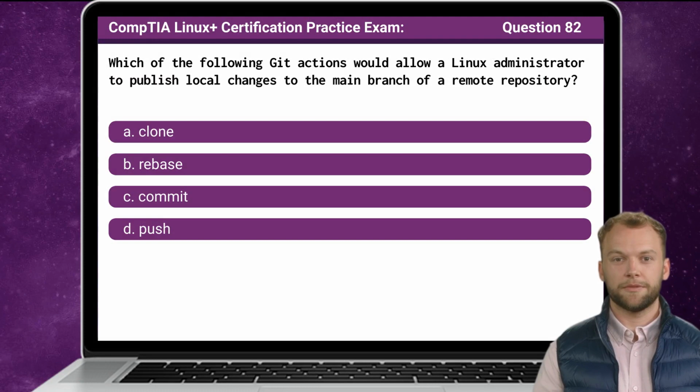Question 82. Which of the following Git actions would allow a Linux administrator to publish local changes to the main branch of a remote repository?